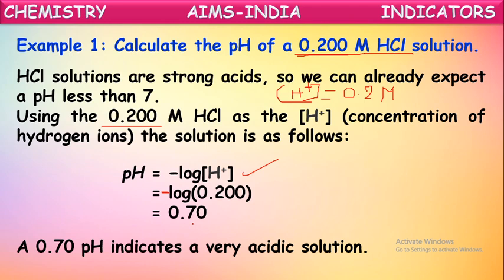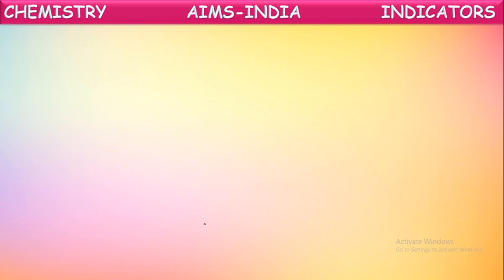pH 0.7 represents a strong acid, because the acid range is from 0 to 7, we know. This value is almost near to 0. So as the pH value approaches 0, the acidic character increases. As it is very near to 0, we can say it is a strong acid. Okay, that's a way to calculate the pH values.